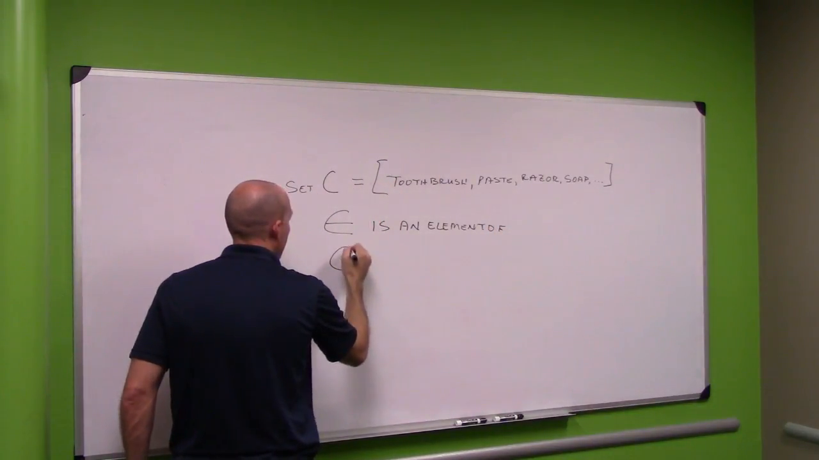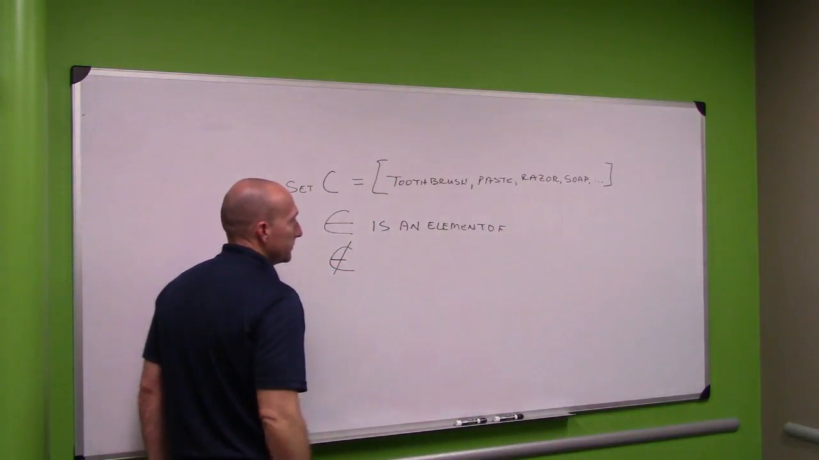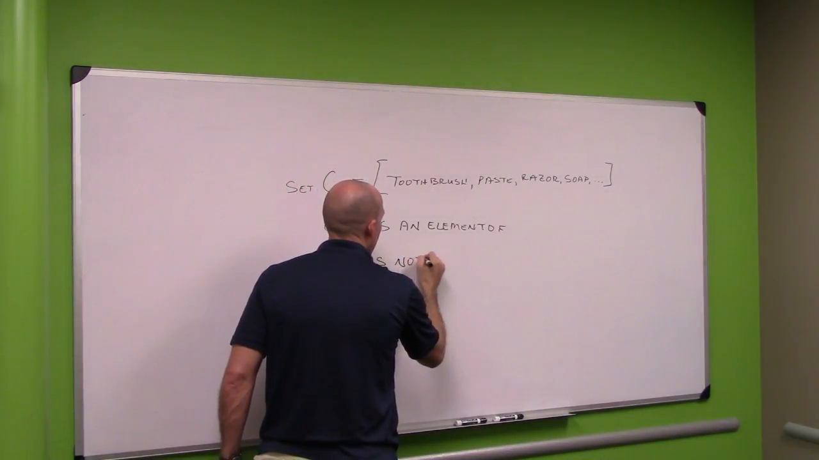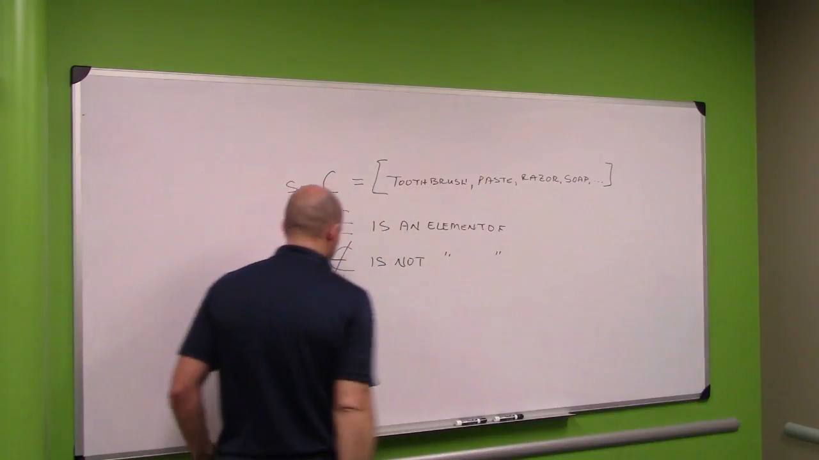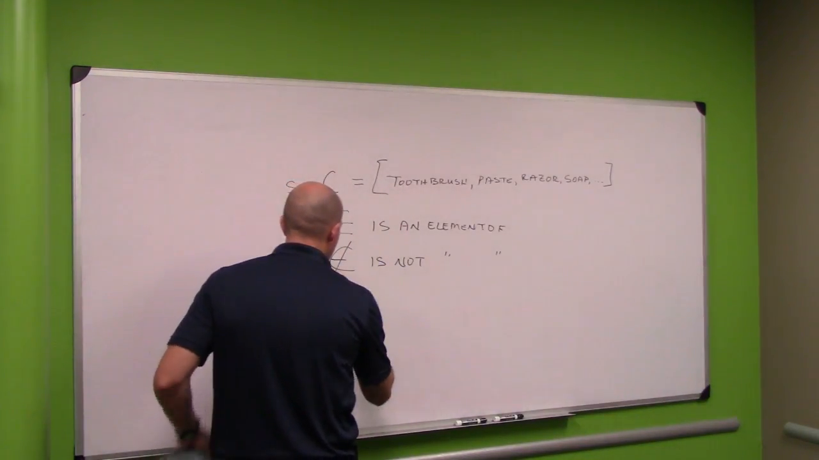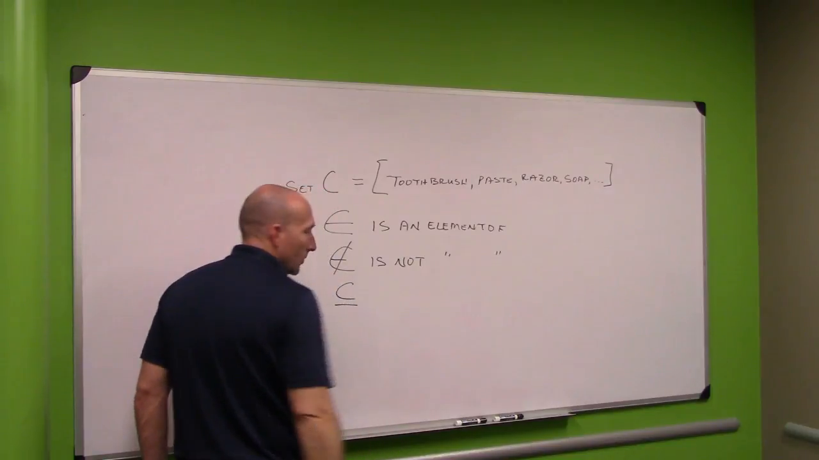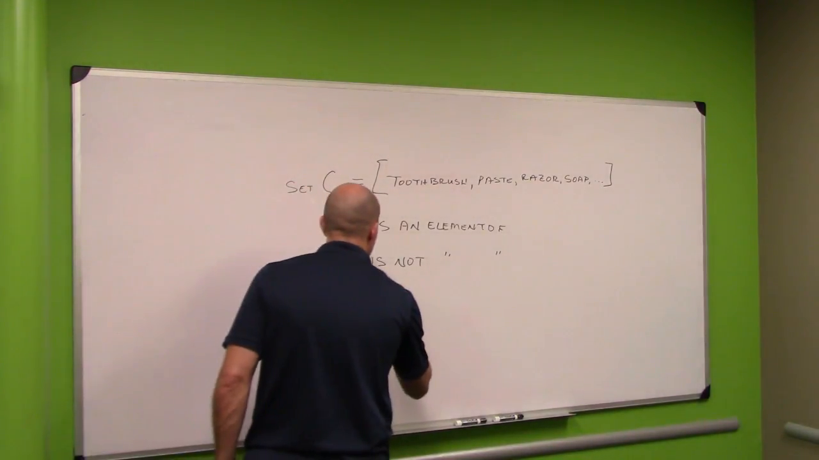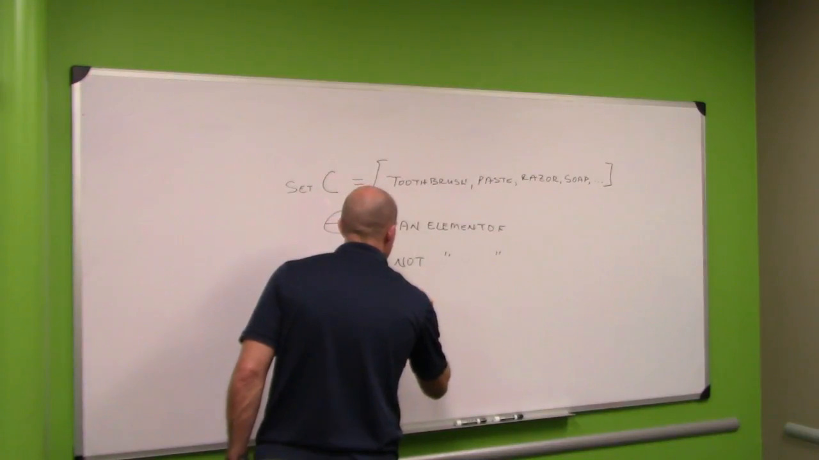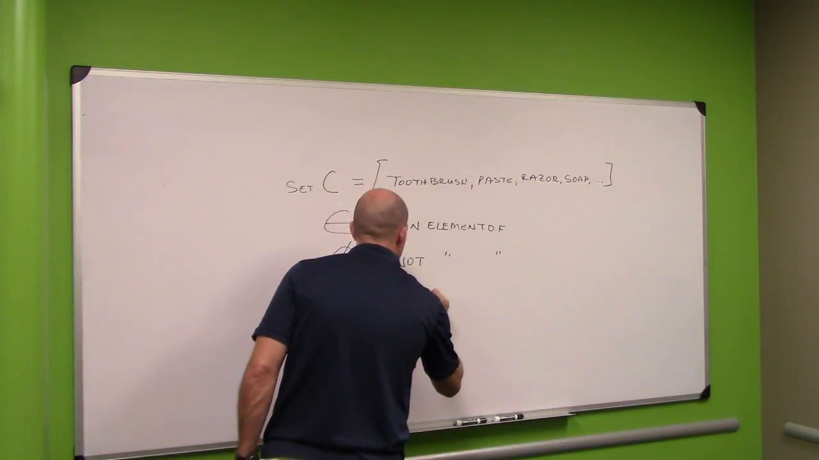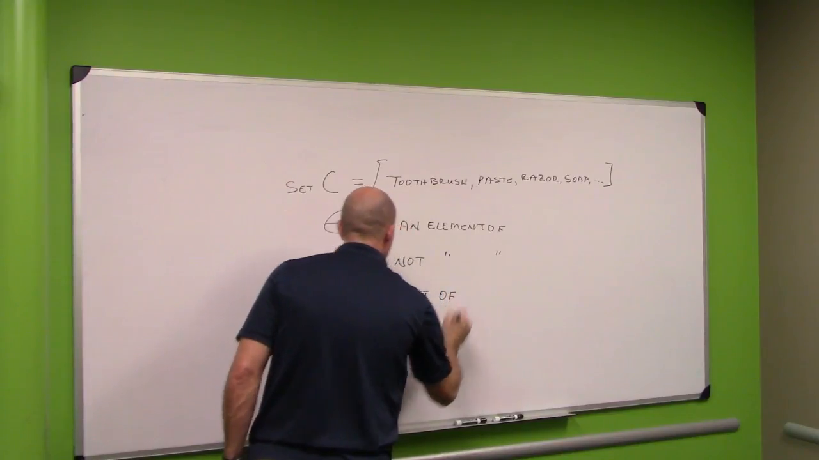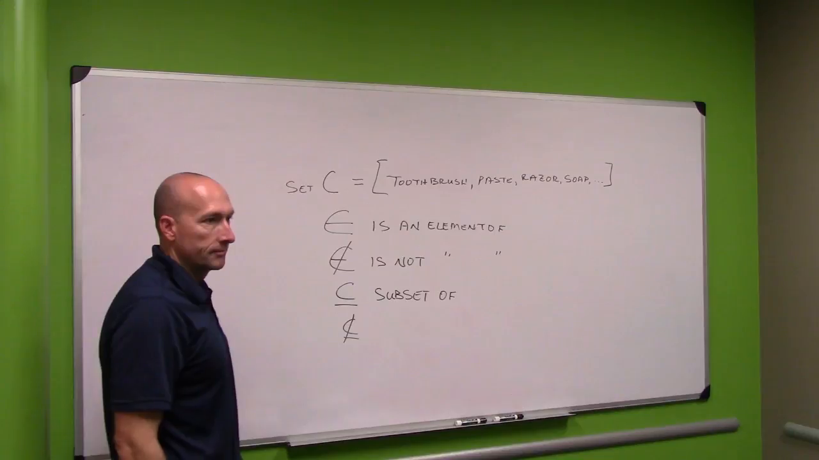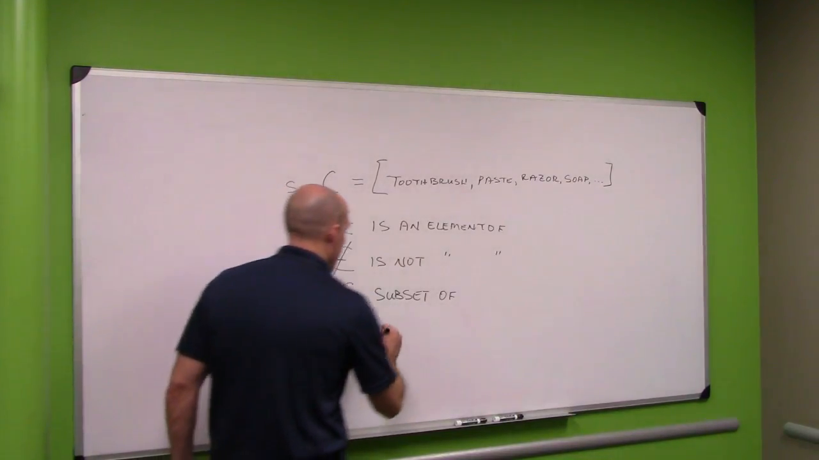Okay, what about this? Not an element. Okay, is not an element of. Then we have this. What does that stand for? Subset. Okay, or is a subset of. What about this? Not a subset. Okay, is not a subset of.